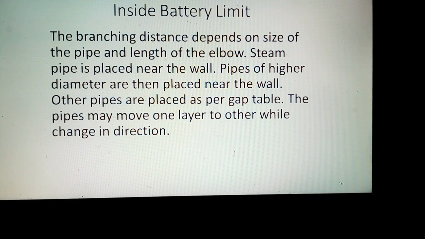Steam pipe is placed near the wall. Pipes of higher diameter are then placed near the wall. Other pipes are placed as per gap table. The pipes may move from one layer to other while changing direction.